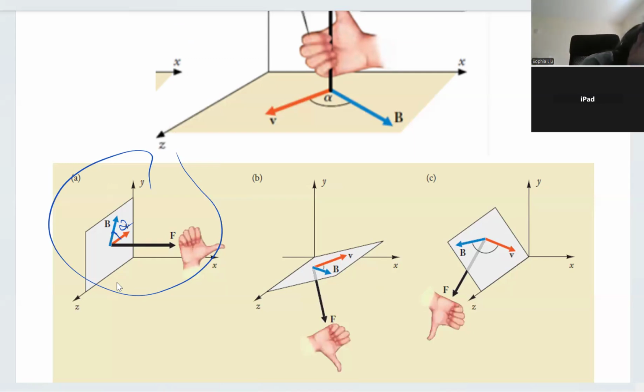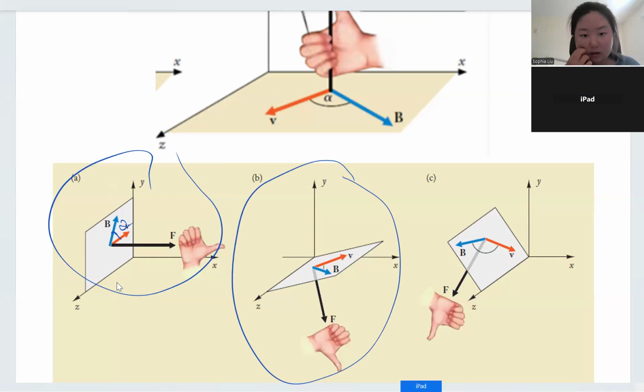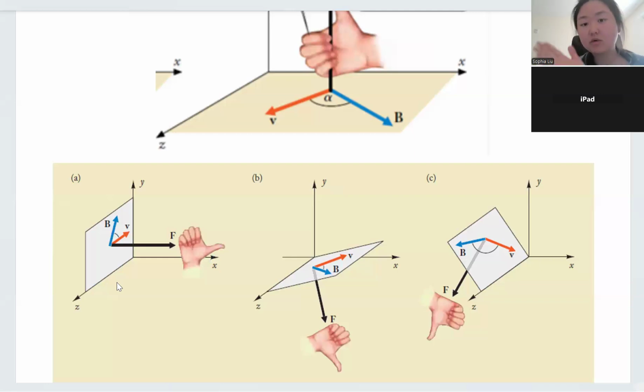Let's try another example. Always remember that your four fingers curl up in the direction of B, but using the smaller angle. As you can see, there's a big angle here and a small angle here. Curl up using the small angle. This time, B is actually going like here, so I can't do that.